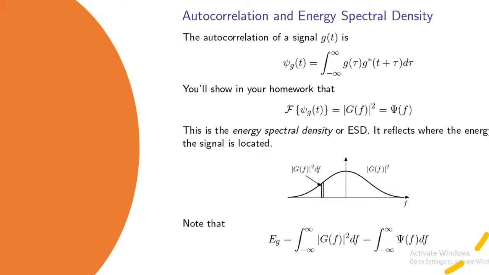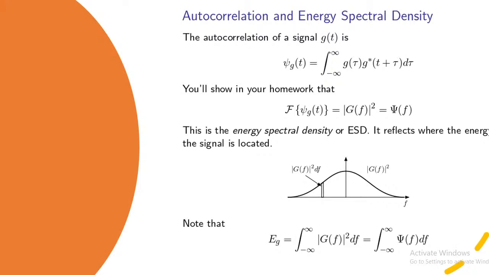Once you find psi_g(t), the autocorrelation of the signal, and take its Fourier transform, that gives you the energy spectral density, or ESD. Physically, it implies in which band the energy of the signal is located. So where the energy of the signal is located is obtained from the ESD. That is shown in the following figure.